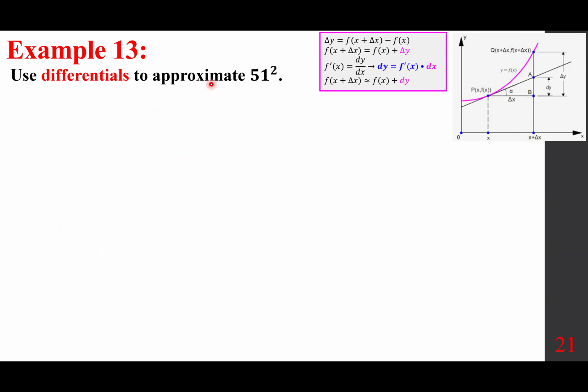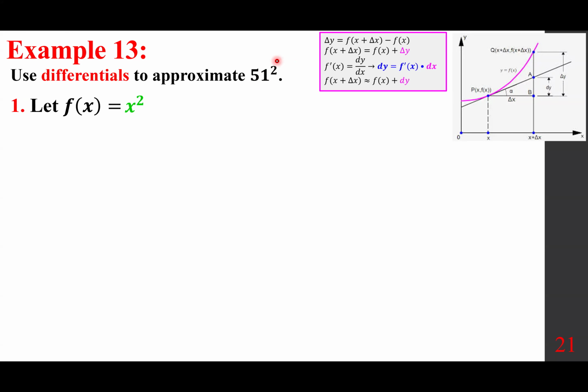Use differentials to approximate 51 squared. So what do we need? First, we need a function that we are going to work on. How do we come up with the function? We read the question. The question says approximate 51 squared. The operation is the function you need, the operation of squaring the number. So f of x must be x squared.